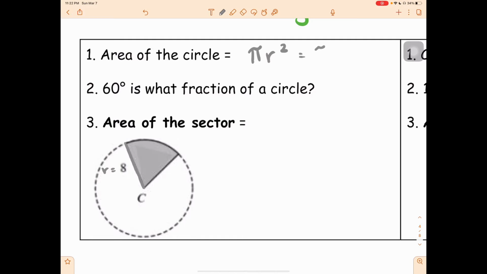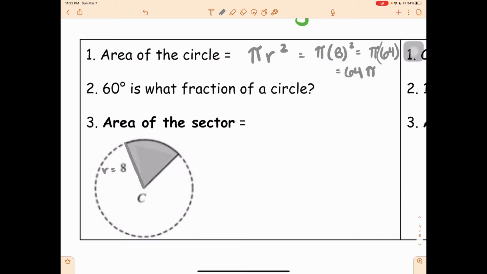So we can rewrite this as pi times 8 squared, which is pi times 64, which we can rewrite as 64 pi for now. You could always multiply this out. You'll get a decimal, but you don't have to do that right now.